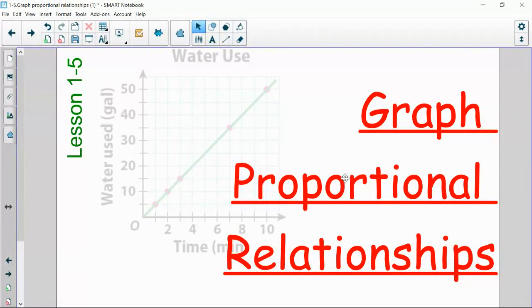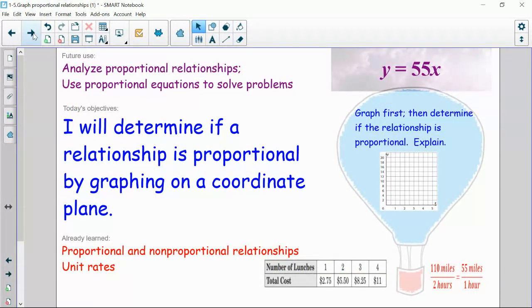So this is a continuation of yesterday's lesson. If you didn't watch yesterday's lesson or if you were absent, make sure you watch that video. This is a good review, but most of the good information was in yesterday's. We are determining if a relationship is proportional by graphing on a coordinate plane.